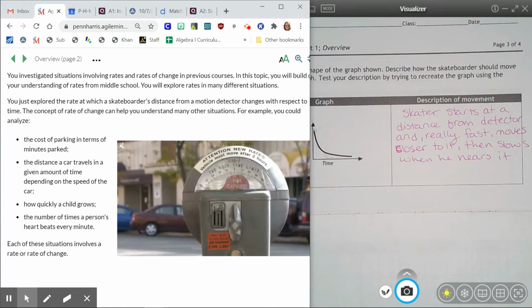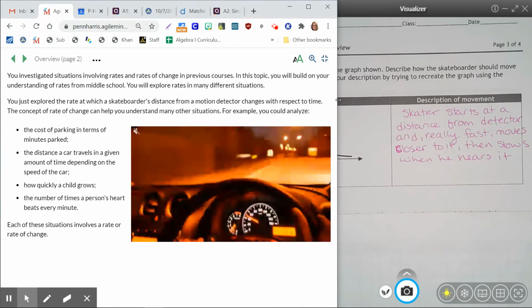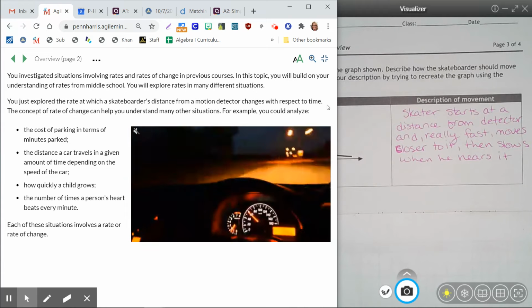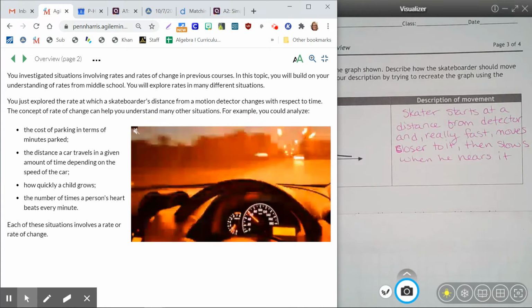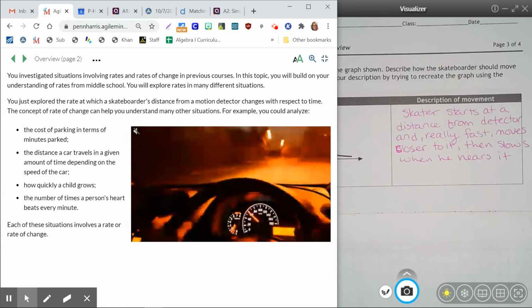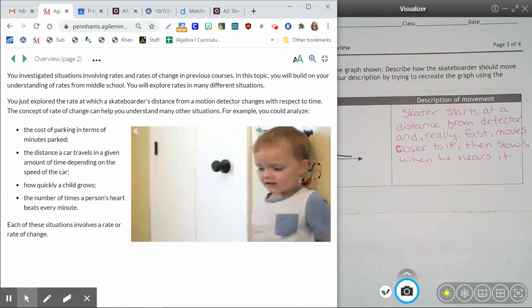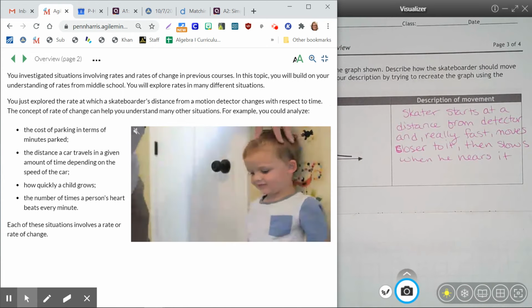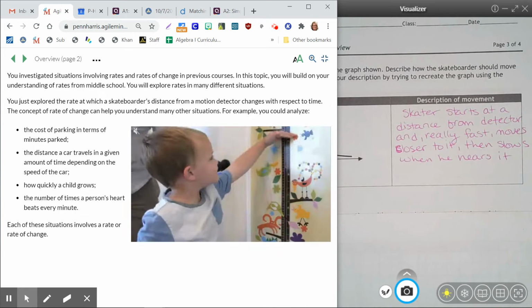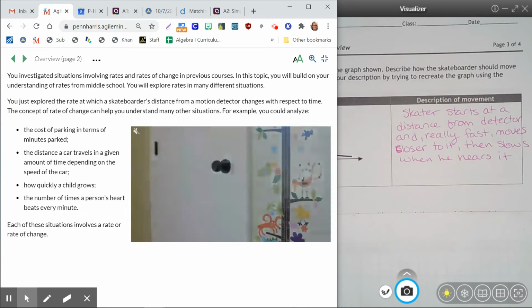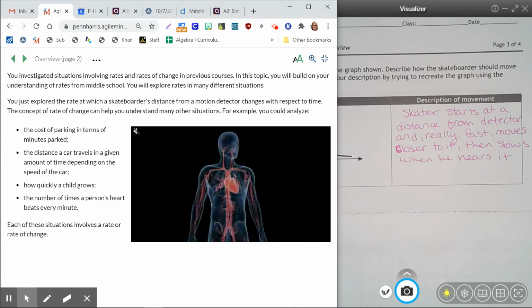So this way, what I want you guys to think about, what we talked about here. We investigated situations previously that involved rates of change. You've done this since about 5th grade. In this topic that we're going to be introducing here, you're going to build on our understanding of rates, and we're going to explore them in several different types of situations. So in this example, we just explored the rate of a skateboarder's distance from a motion detector compared to time.